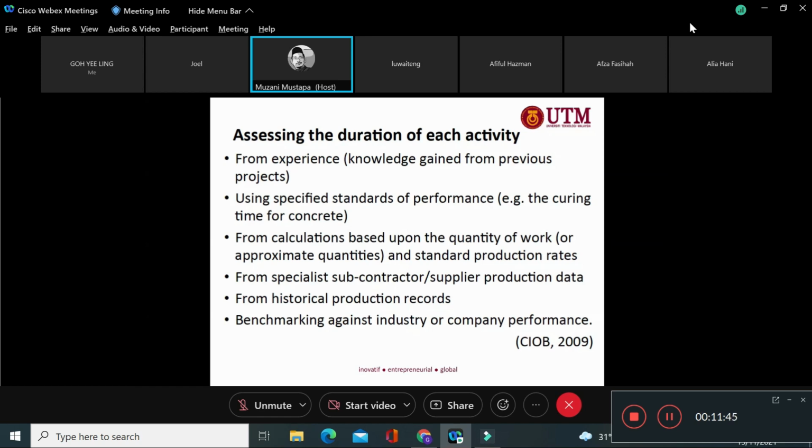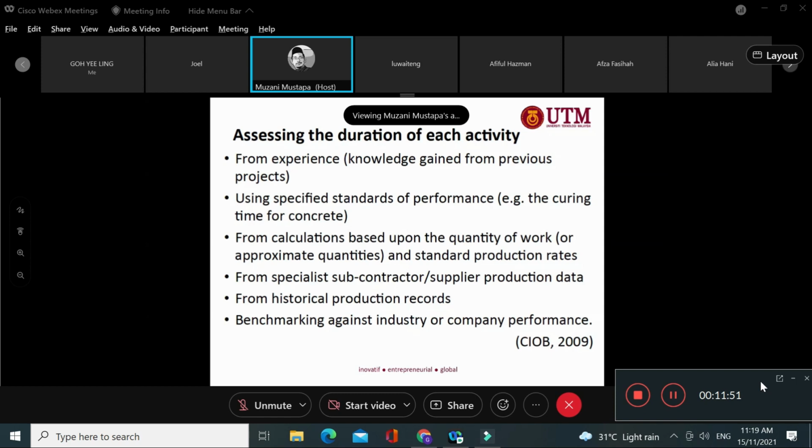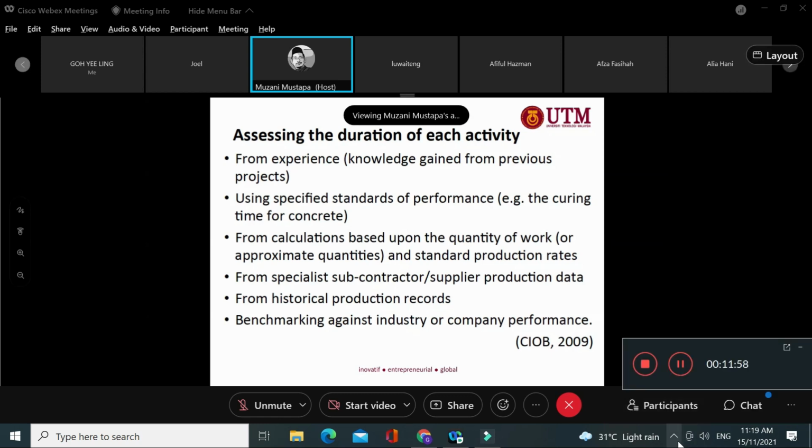Okay, so just a bit on how we assess the duration of each activity. If not mistaken, I put this in the pre-recorded lecture on how to assess the duration. Number one, from past experience. Of course, the planner or the contractor has their own experience.